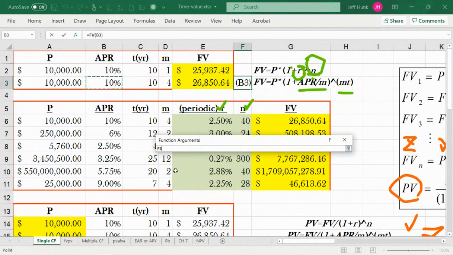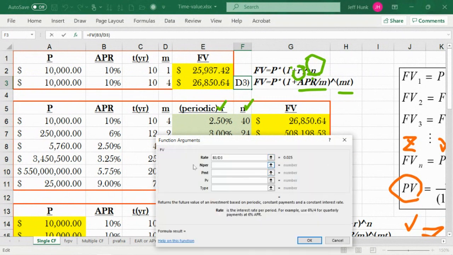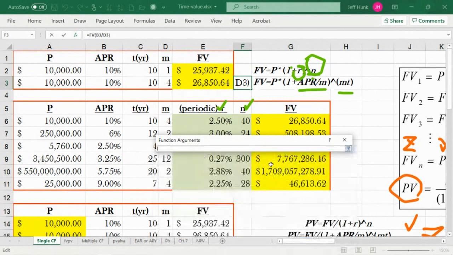No, you wouldn't, if it's quarterly compounding. You have to make an adjustment here. You wouldn't put in this 10%, but you would put in B3 divided by D3, right? You'll have to enter it like that. And then for the N periods, you cannot put in just 10 because we know it's going to be 40 periods, right? Then you will also need to make that adjustment here.